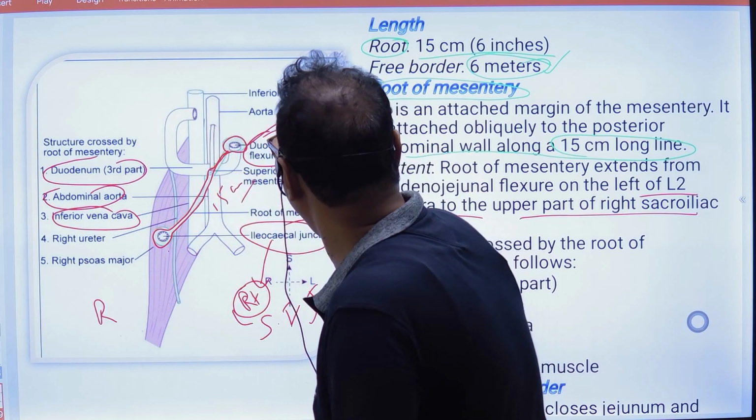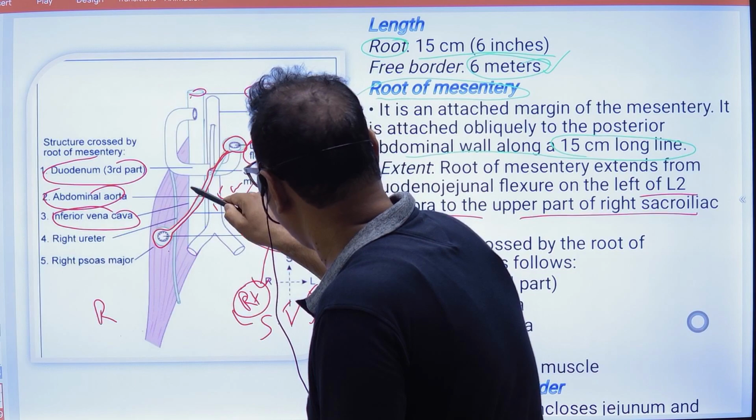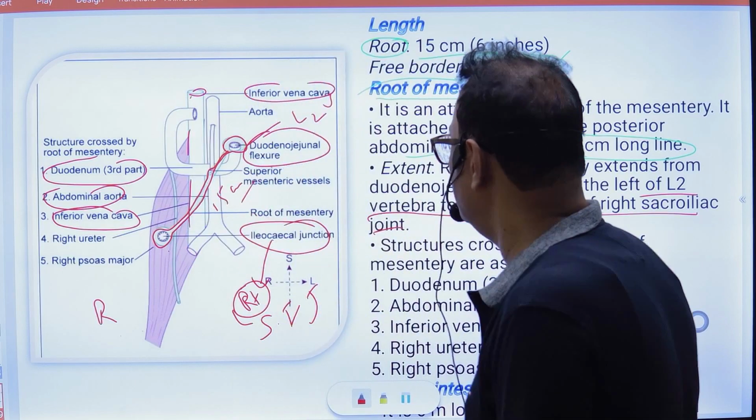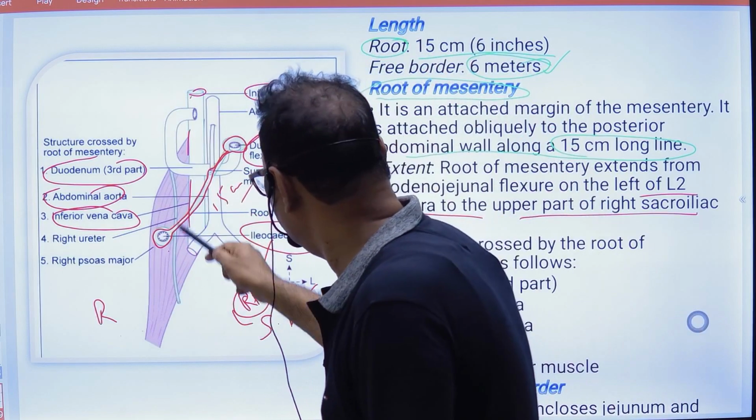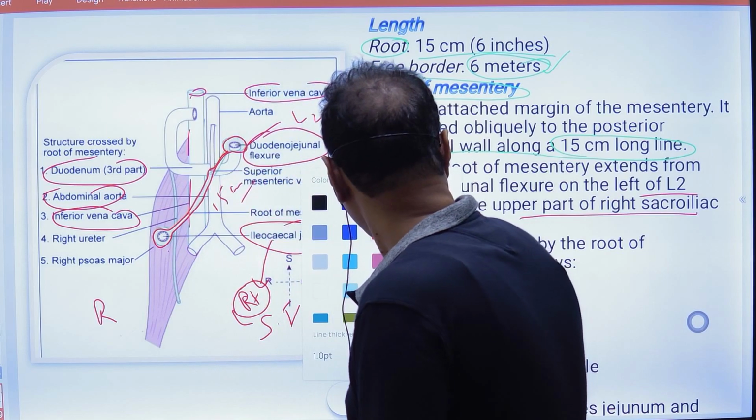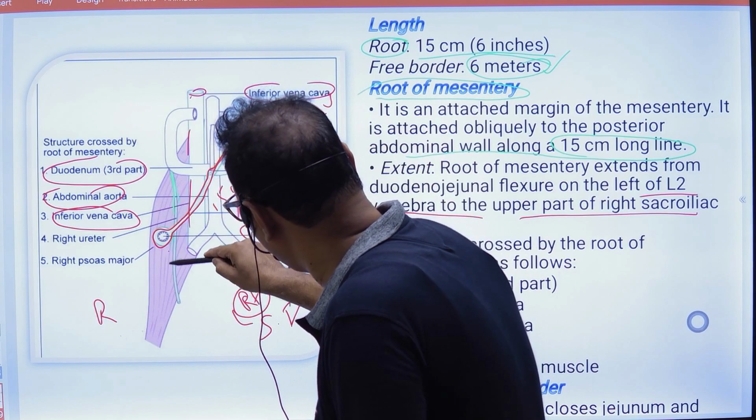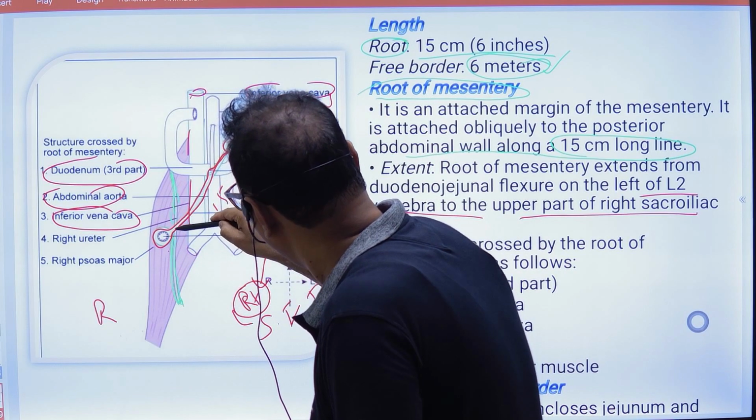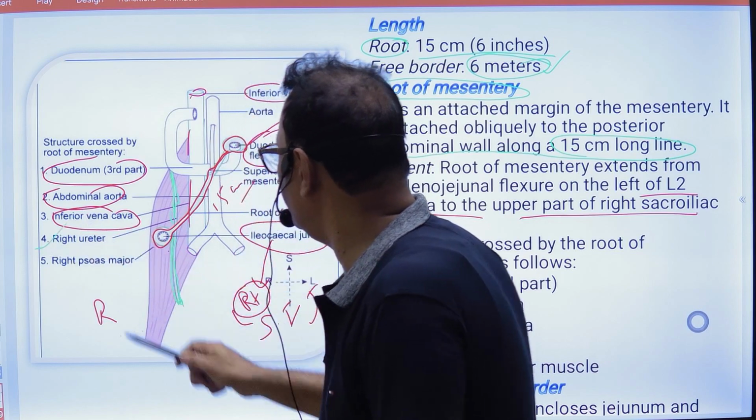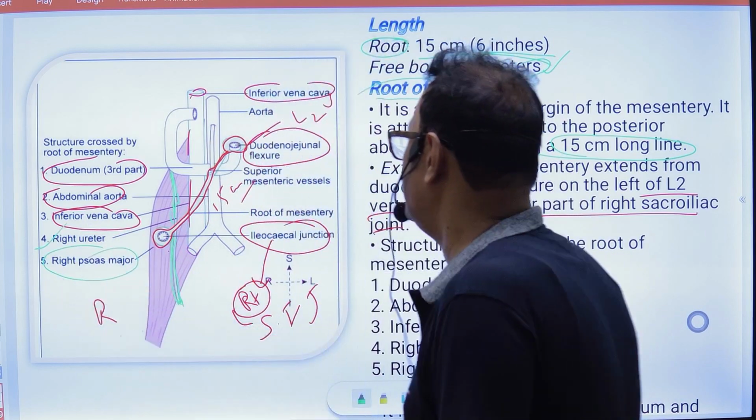You can see the inferior vena cava over here. This is the inferior vena cava, so it will cross the inferior vena cava, of course. Then it will cross the right ureter. We have the ureter over here. This is the ureter, it will cross the ureter also. And of course, it will cross the right psoas muscle.